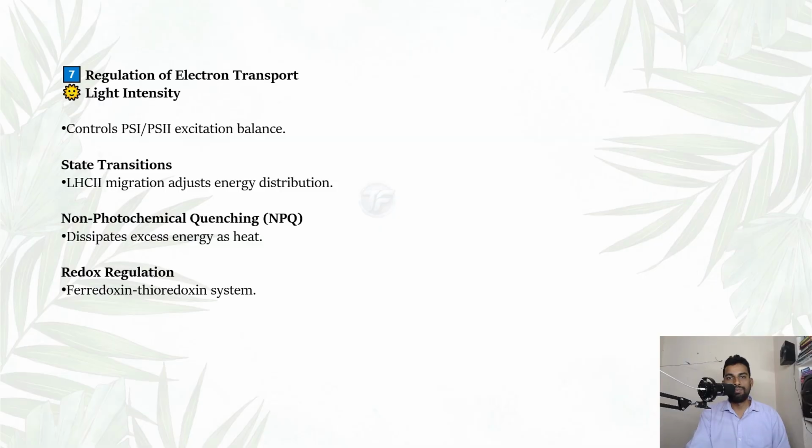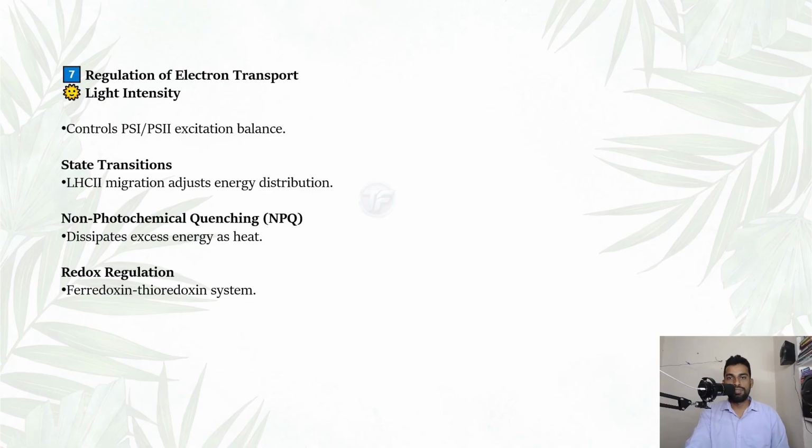Now seventh point, we have discussed about this in the previous class. Please watch it also. Regulation of electron transport. Why should it be regulated? Because balance should happen to protect from the excessive light. Okay, so now we read it. It controls the PS1 PS2 excitation balance.